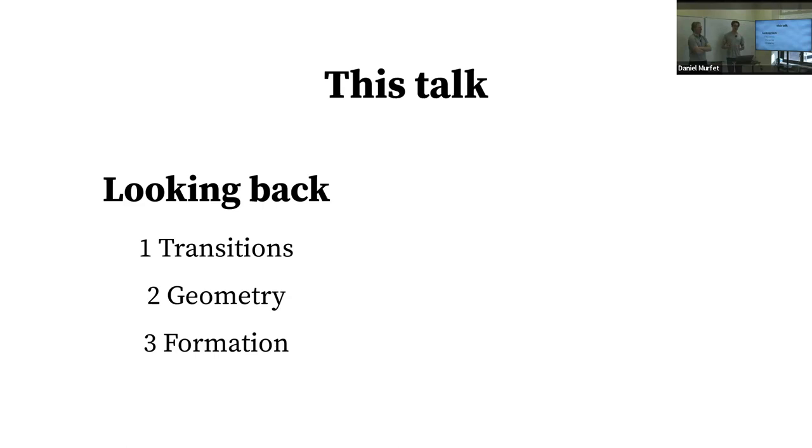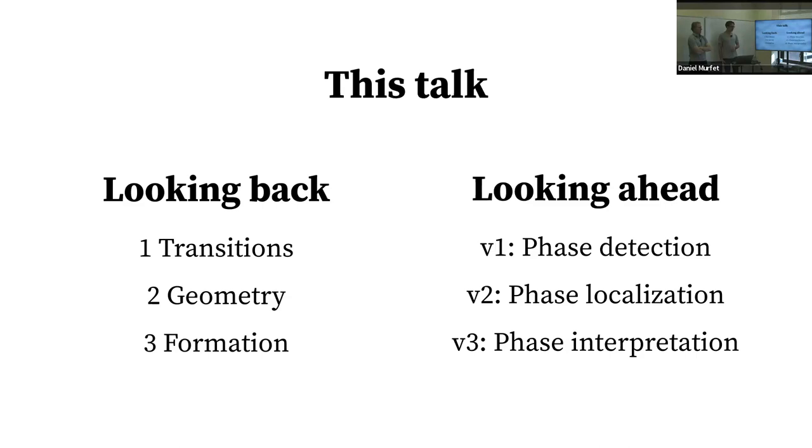Then we'll look ahead. Dan will sketch different versions of the plan and what the applications of SLT, or the broader field of developmental interpretability, to alignment might look like. So let's start with transitions.